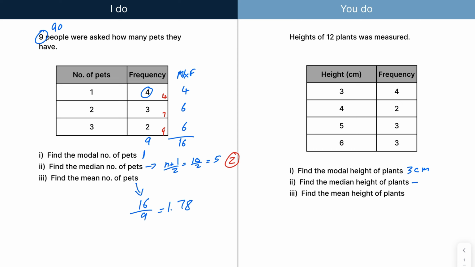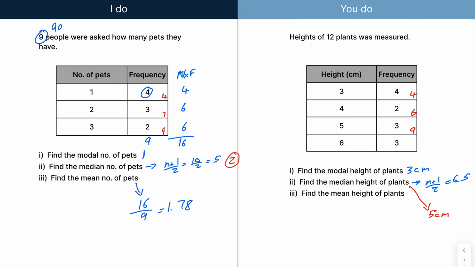So now to find the median, we can use that same formula, n plus 1 divided by 2. This time there's 12 plants. So if I do 12 plus 1, that's 13. And if I do 13 divided by 2, I get the position is 6.5. That's the position. So we need to find where 6.5 is. So this is 4. This is 4 plus 2, which is 6. So it's not here yet. And this is 4 plus 2 plus 3, which is 9. So we know it's in here, which means 5 centimeters is the median height.